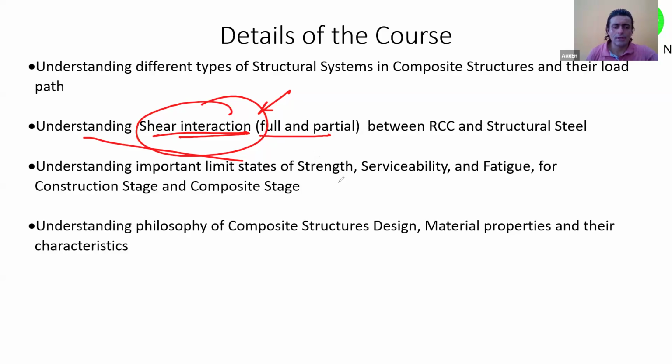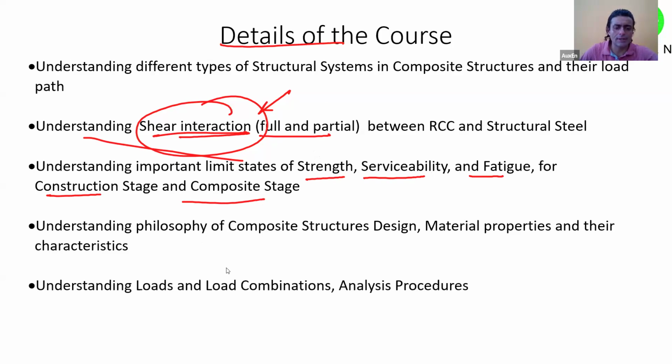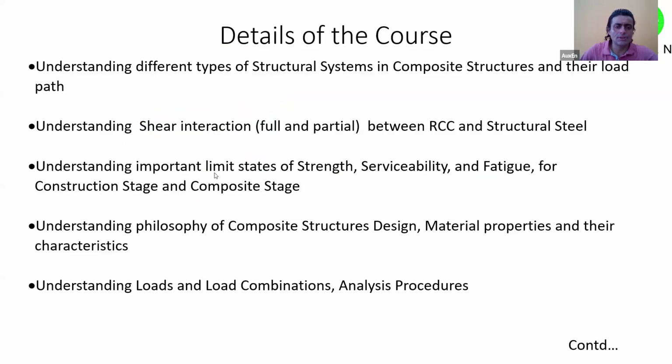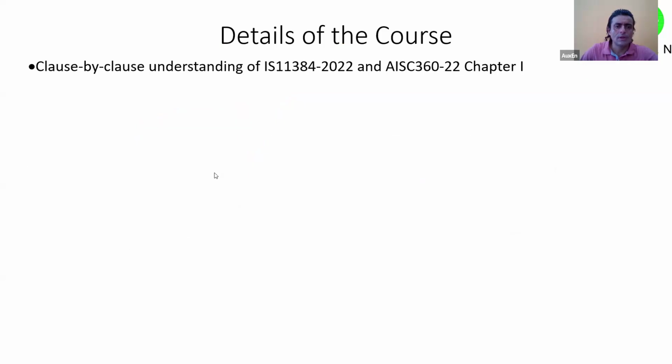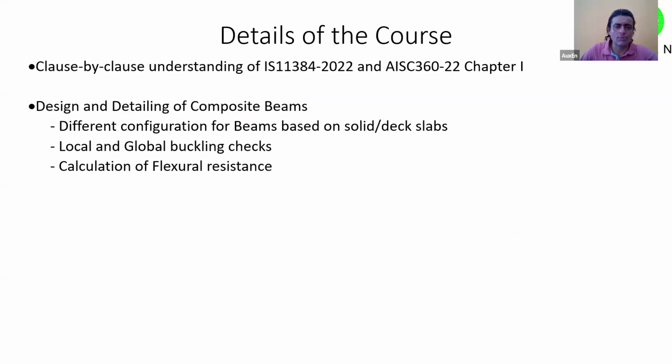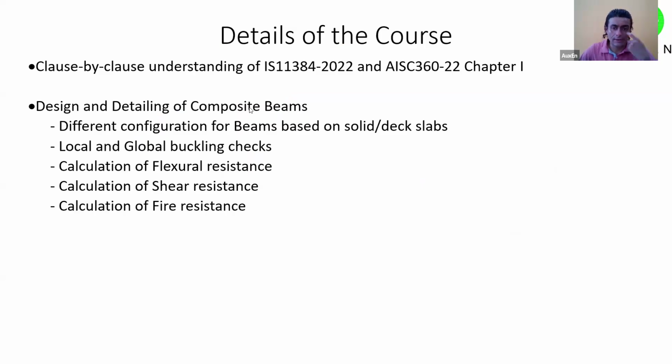Then we will go through the important limit states of strength and serviceability and fatigue for construction stage and composite stage. These are the details. These are the topics that we are going to cover in this course. Just a quick highlight. Then we will go to the philosophy of composite structure design and which materials are used, their properties, their characteristics, understanding different loads and load combinations, analysis procedures that we have to use. Then we will go to clause by clause understanding of both these codes. Then we will start with composite beams, design and detailing.